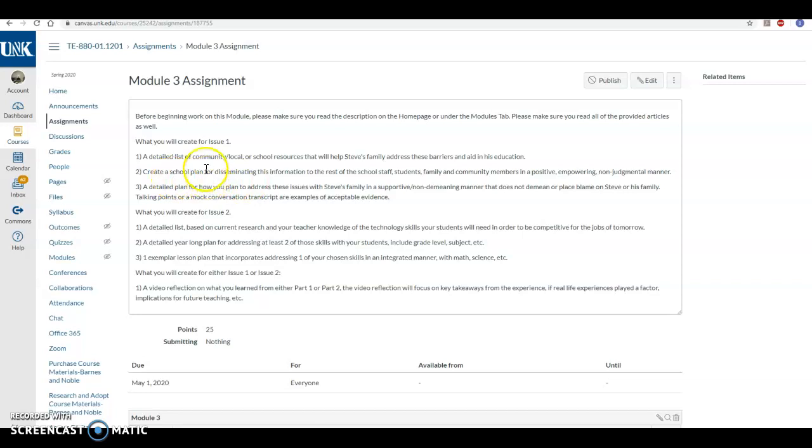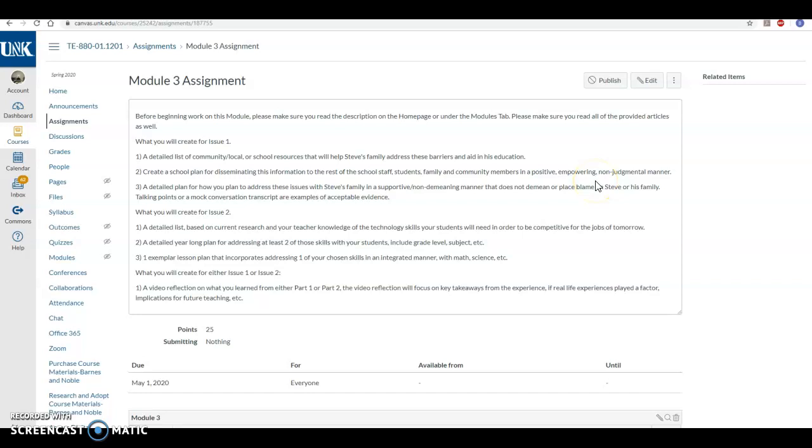Create a school plan that could be for an elementary school. If you decide to do middle school, that's definitely flexible. If all of your background has been elementary and you want to focus on elementary, that's fine. High school, I'm flexible with that. Present this information to the rest of the school, staff, students, family, and community members in a positive, empowering, non-judgmental manner.